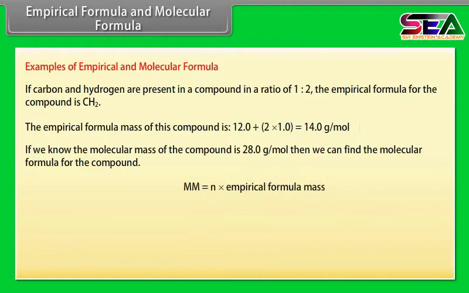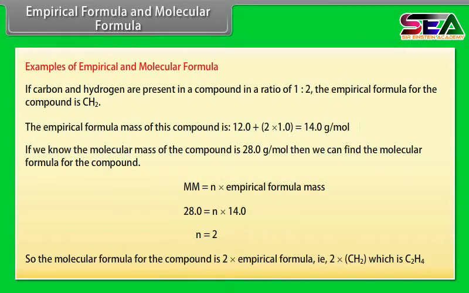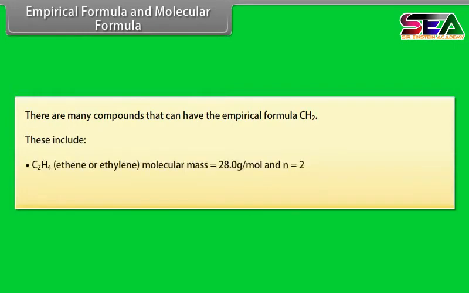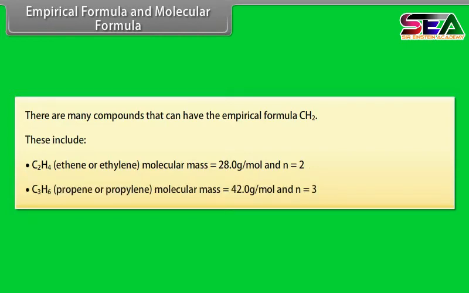Mm is equal to n into empirical formula mass. 28.0 is equal to n into 14.0. So n is equal to 2. So the molecular formula for the compound is 2 into empirical formula, that is 2 into CH2, which is C2H4. There are many compounds that can have the empirical formula CH2. These include C2H4, ethene or ethylene. Molecular mass is equal to 28.0 and n is equal to 2. C3H6, propene or propylene. Molecular mass is equal to 42.0 and n is equal to 3.